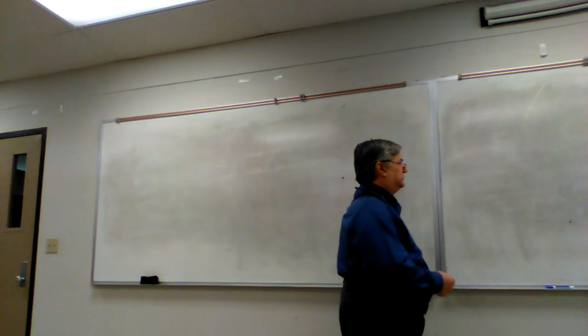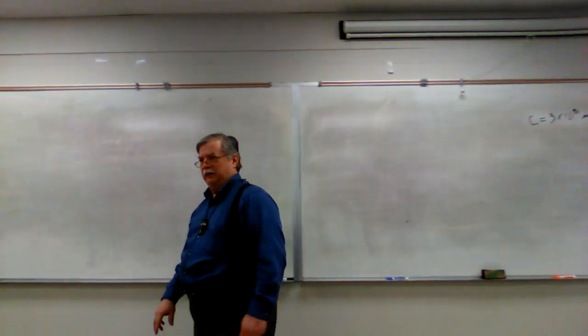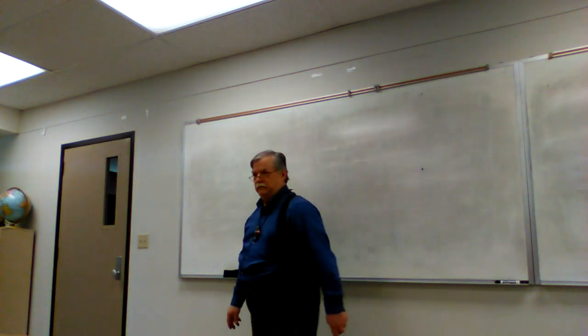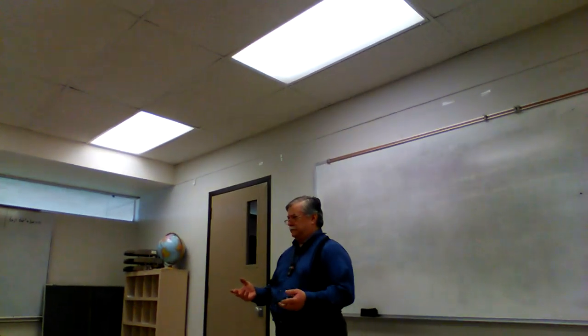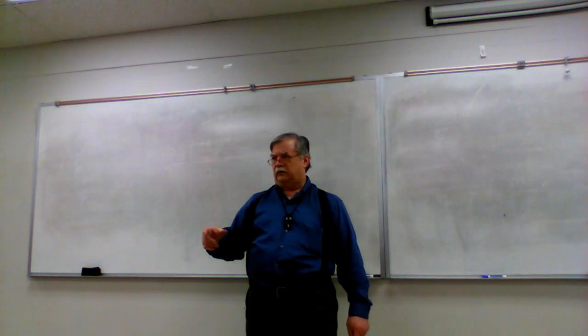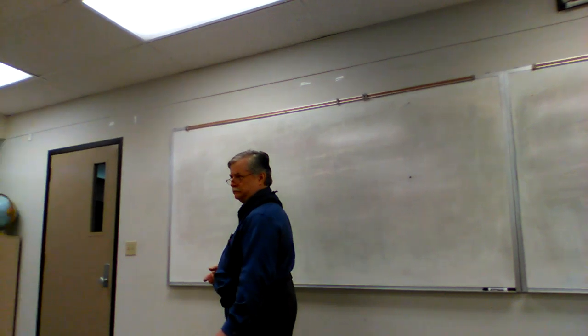In air, I think it's like 3 out in the 4th decimal place. It's 0.9997 times 3 times 10 to the 8 meters per second. In other things, not so much. In water, the speed of light in a vacuum is like 1 1/3 times as fast as it is in water. Or in other words, in water, it's about 2/3 its speed in a vacuum.